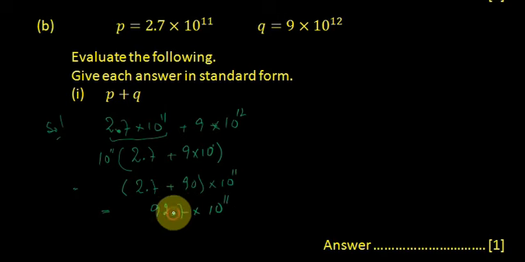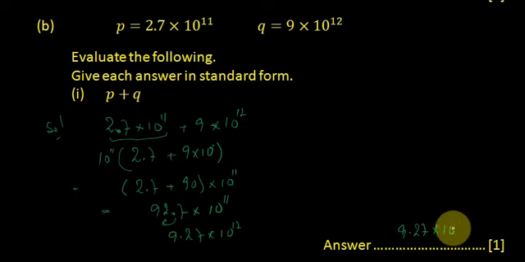We have to move the decimal from right to left one digit, so it becomes 9.27 multiplied by 10 to the power 12. Because when we move the decimal from right to left, the power of 10 increases. We move one digit, so one power increases. If we had moved two digits, the power would have increased by 2. So the answer is 9.27 multiplied by 10 to the power 12.